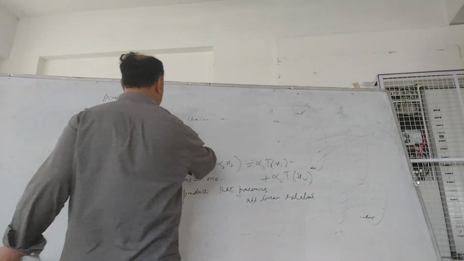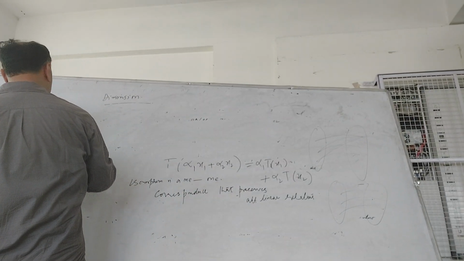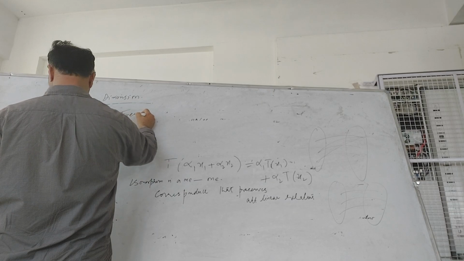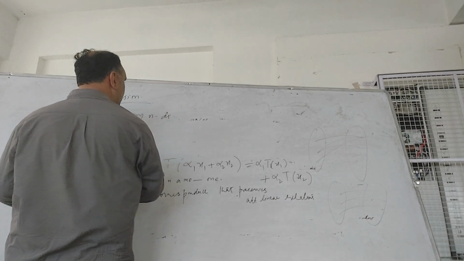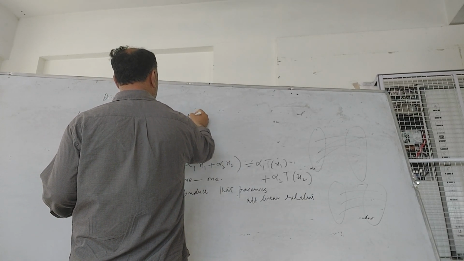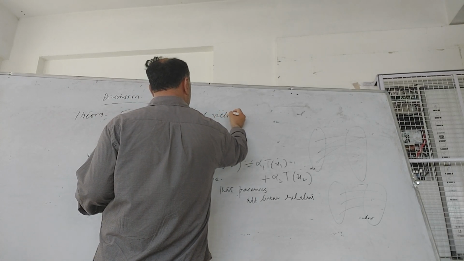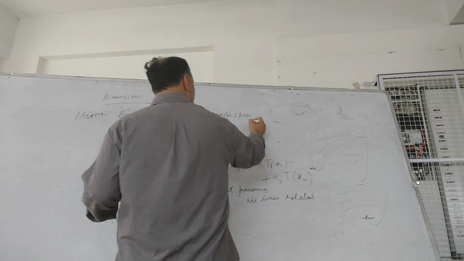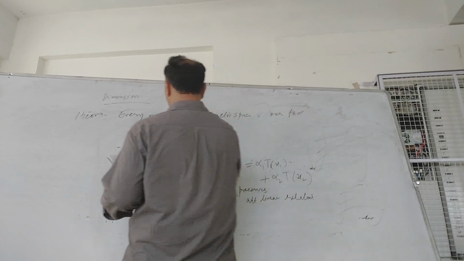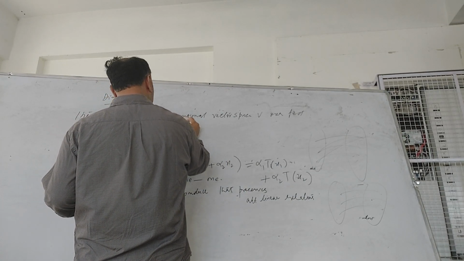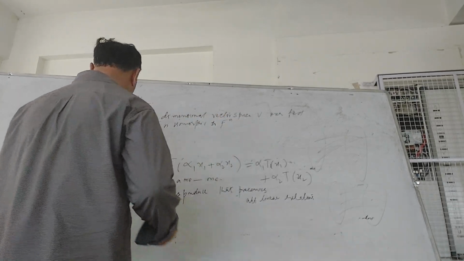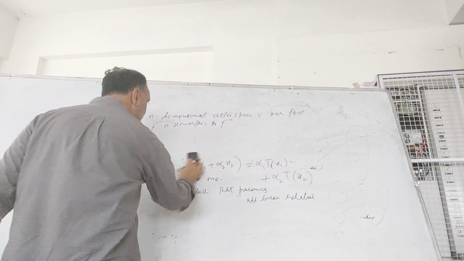The theorem says that every n-dimensional vector space V over field F is isomorphic to F^n. So it's isomorphic to F^n.